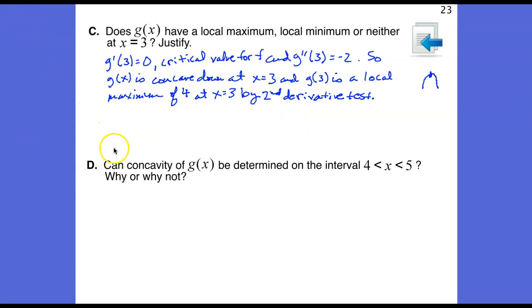In part D, they ask, can concavity of g of x be determined on the interval 4 less than x less than 5, why or why not? So this is an open interval, and it's the interval that we're given in the table. Let's look back, and I think they actually mean -4. So let's make that correction: -4 less than x less than 5.